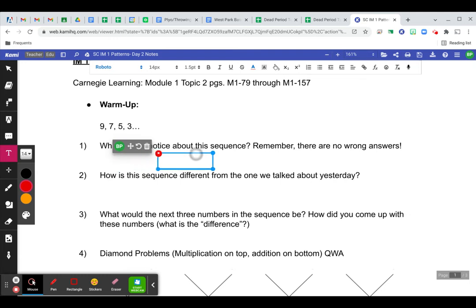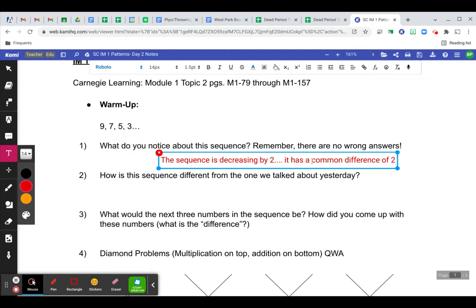And I think in class what we talked about here was the sequence is decreasing, some said. And you could go even further and say the sequence is decreasing by 2, which means it has a common difference of 2. Okay, that's a key vocabulary term that we are going to be using from this point forward, the common difference. So it has a common difference of 2, and I'm realizing I made a mistake. It's actually negative 2 because you were subtracting 2. So it has a common difference of negative 2.